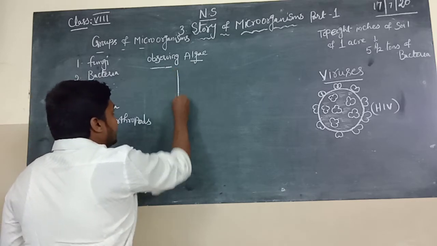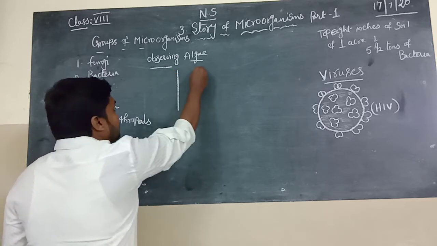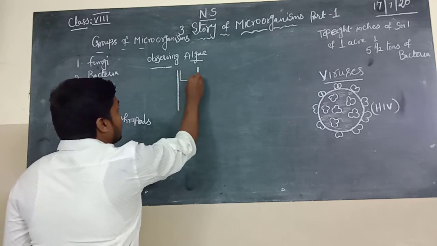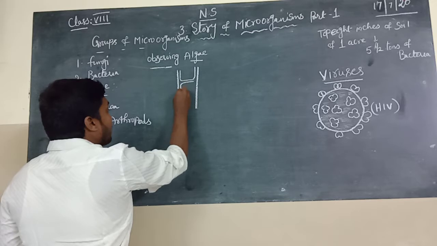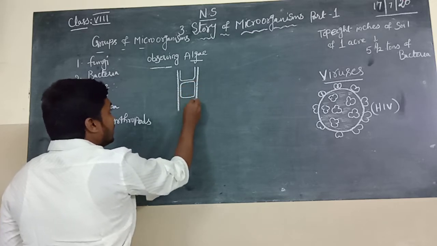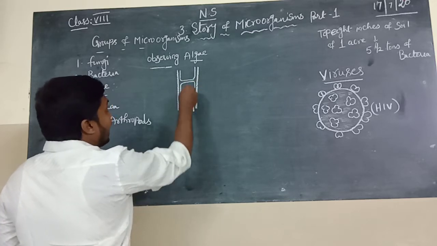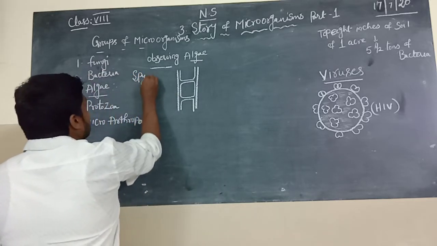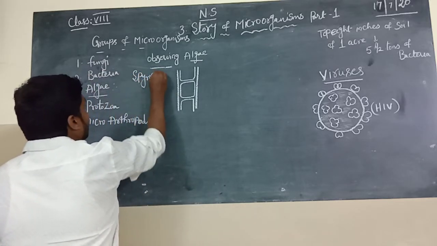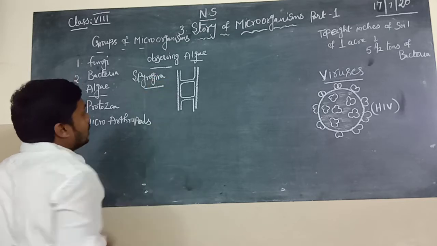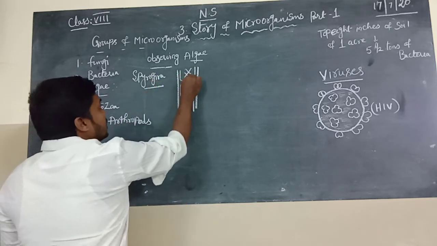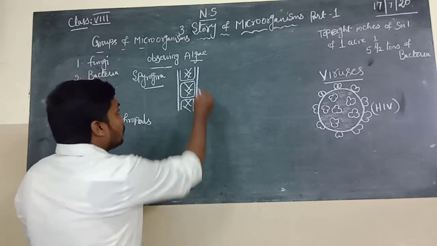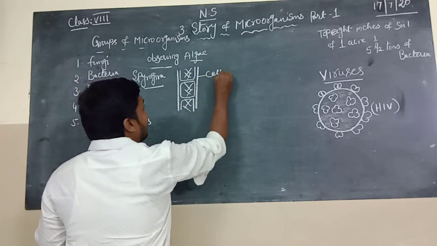See here, this is the algae, Spirogyra. These are the algae known as Spirogyra. If you observe Spirogyra, we can find the cell wall.